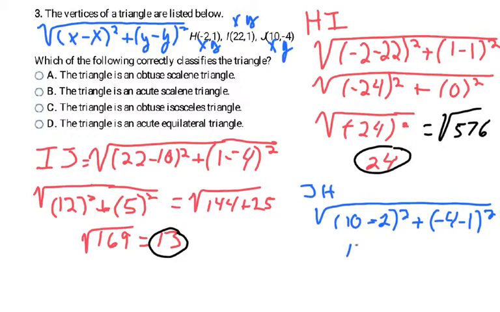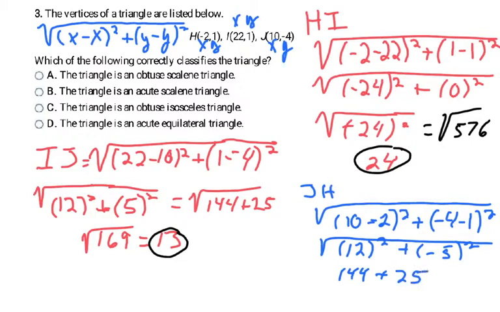So 10 minus a negative 2 is 12. And then negative 4 minus 1 is negative 5. Both of those numbers are being squared. 12 squared is 144. Negative 5 squared is 25. You add those together and that gives you the square root of 169, which is 13. So then I end up with two sides of 13 and one's 24. So I have two sides that are congruent and another one that's different. That's what an isosceles triangle is.